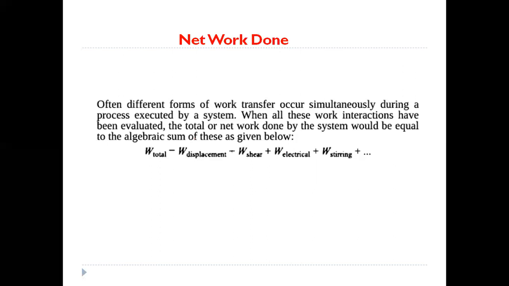That means the total work done, W total, is equal to W displacement plus W shear, plus all types of work: electrical work, shaft work, paddle work, all the flow work. If we add all the different types of work, we will get the total work done by the system, which we will call net work.